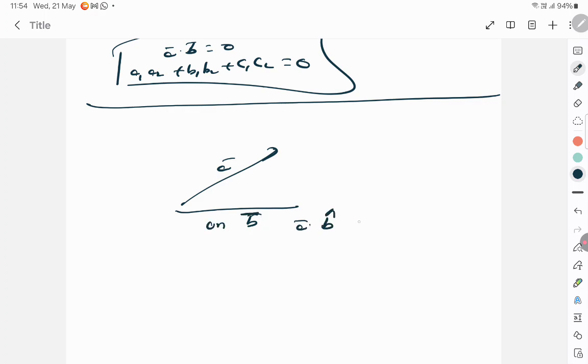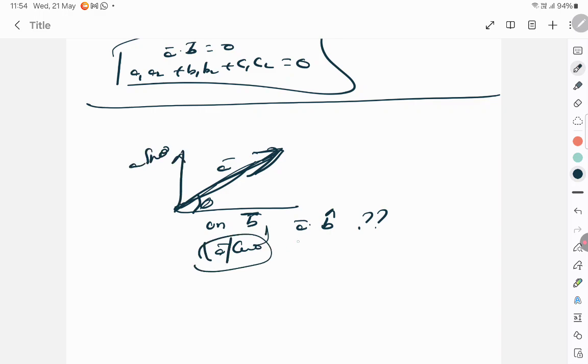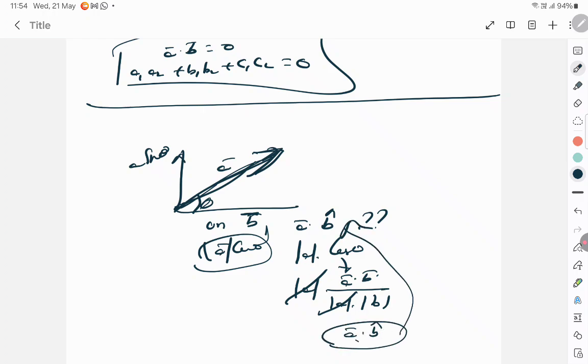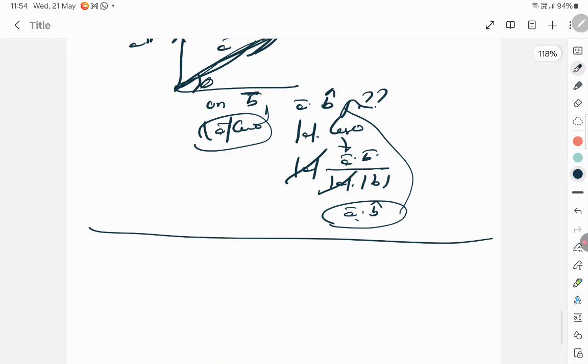a vector into b cap. And how did I get this formula? Supposing in physics you have something like this. You write theta and write the horizontal component, which is a cos theta. The vertical component will be a sin theta. The projection along b vector is magnitude of a into cos theta. A cos theta in itself is a vector dot b vector by magnitude of a into magnitude of b. So this and this get cancelled. A vector into b cap is your answer. So that's how you get this. So this is about how to project a vector in other vector's direction.